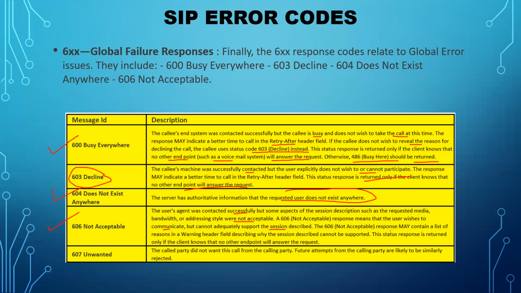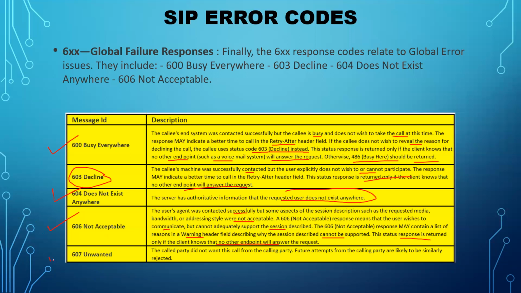606 not acceptable may contain a list of reasons in a warning header field describing why the SDP cannot be supported, and this status response is returned only if the client knows that no other endpoint will answer the request. So all the 6xx messages will come if the client knows that no other endpoint is available to answer it.